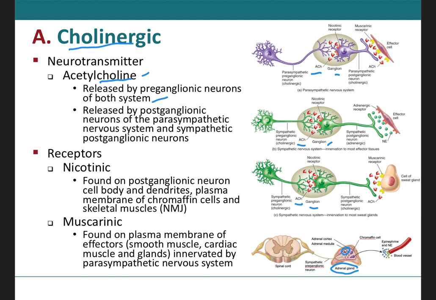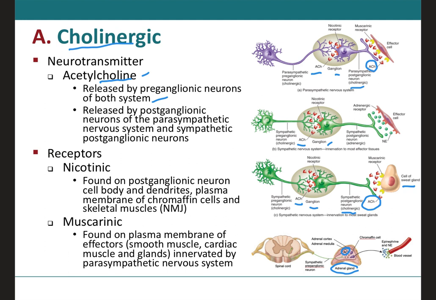In addition, we can see that most of the parasympathetic postganglionic neurons release acetylcholine. The sympathetic postganglionic neuron that innervates most sweat glands will also secrete acetylcholine. So they will be cholinergic neurons.